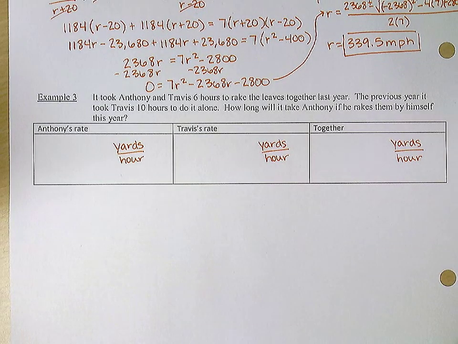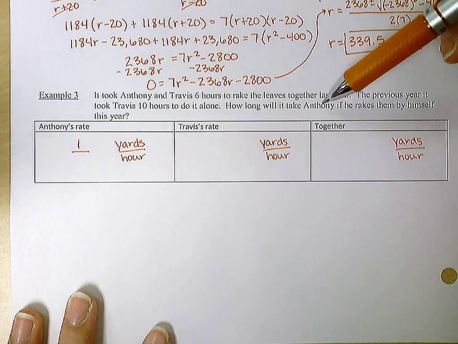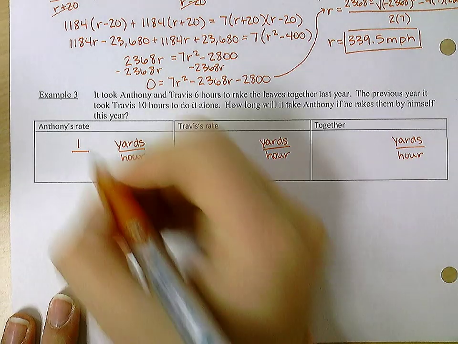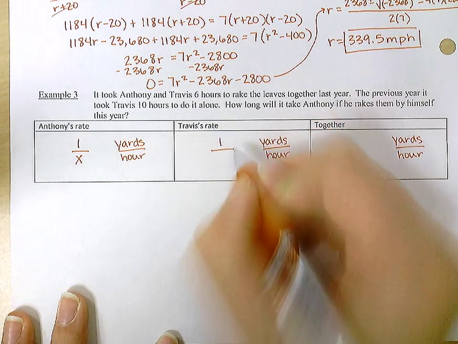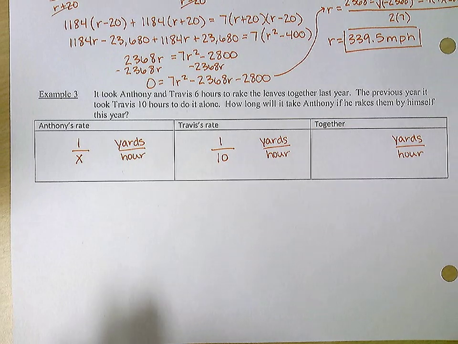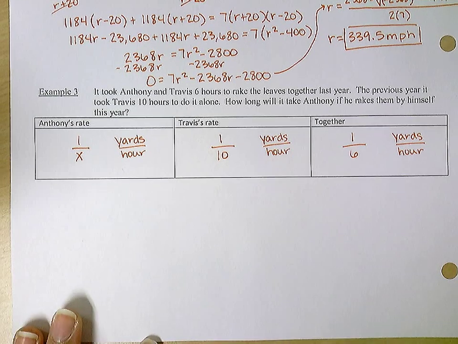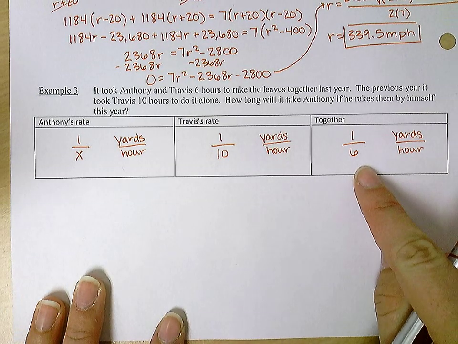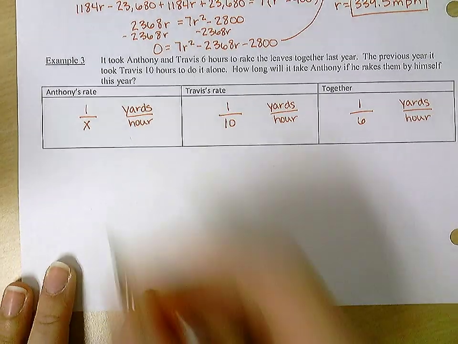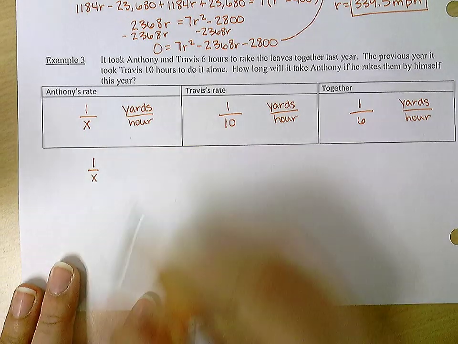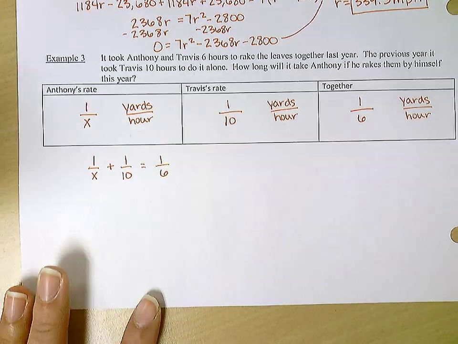Okay, so in each of these it's talking about 1 yard. We don't know how long it'll take Anthony. That's what we have to figure out. So we have to figure out how many hours it would take him. So that's your variable. For Travis, he raked 1 yard in 10 hours by himself. And together, they raked 1 yard in 6 hours. So to get yards per hour together, we just have to add their 2 rates together. So our equation here, I would have Anthony's rate, which is 1 over x, plus Travis's rate, which is 1/10, to get their rate together, which is 1/6.